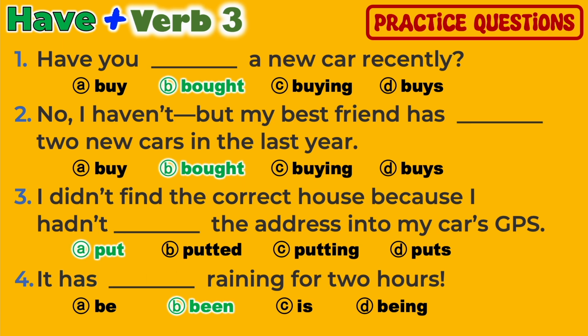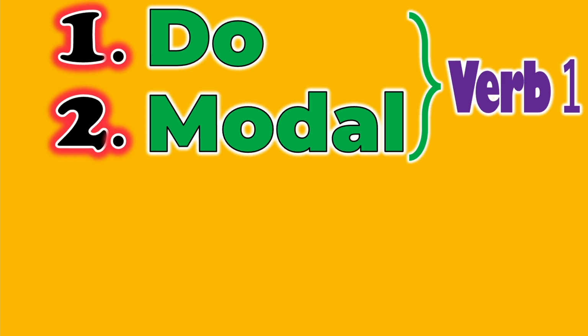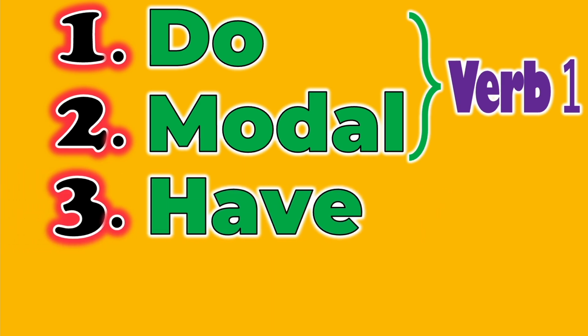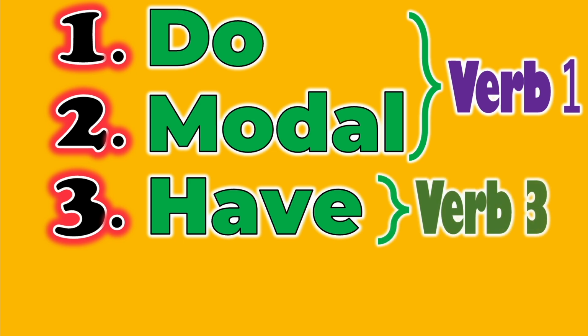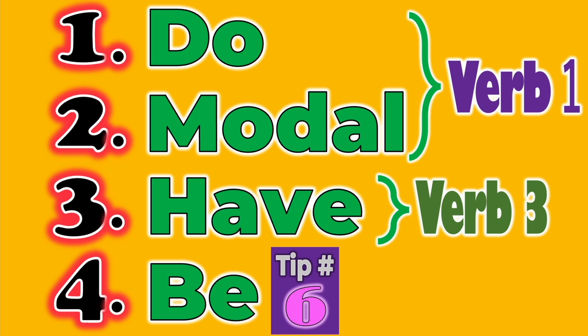Okay, I hope you liked those. So let's put it all together and fill out our form. Number 1 is do and number 2 is modal. Our first 2 helping verbs, we said that these guys need verb 1. Today we have added helping verb number 3, the have family, have plus verb 3. We've got that now. And so we have 4 helping verbs. Our last one is be. What's the partner for be? That will be tip number 6.